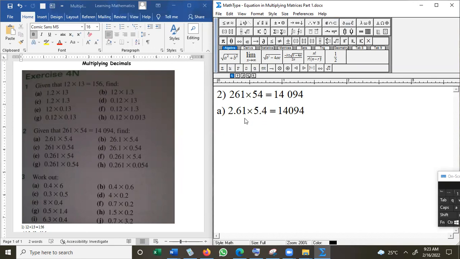So let's start to count. 1, 2, 1, 2, 3. Okay. So let's count. The answer must have 3 decimal places. 1, 2, 3. So the answer is 14.094. Okay, very simple. Let's do part B.